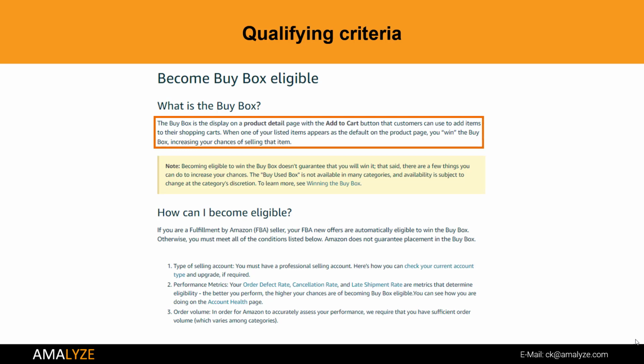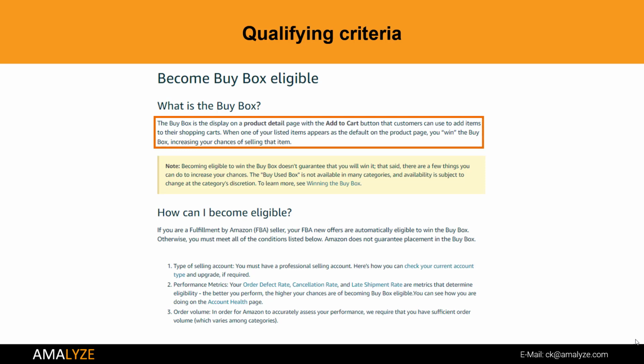What is the Buy Box? We all know that, but just to keep in mind, the Buy Box is the display on the product detail page with the Add to Cart button that customers can use to add items to their shopping cart. So the direct purchase function. And to win the Buy Box, you need to increase your chance of being there, of course, and that will increase your chance of selling that item.